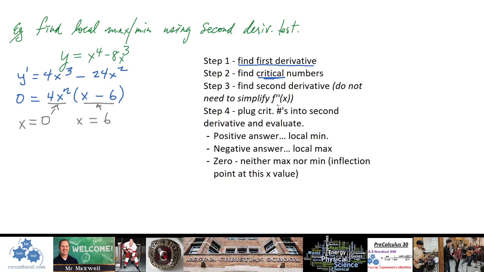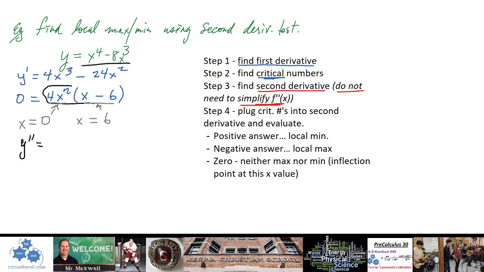Step 3, find the second derivative. It is important to note that you do not need to simplify the second derivative. That's going to be really handy. Just one step of differentiation here, that's it. You do not have to simplify it. So y double prime then is going to be the derivative of this.